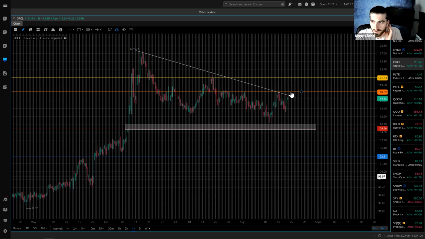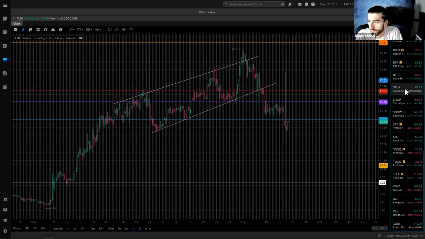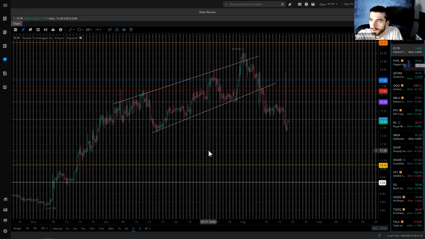If 118.3 breaks on the upside, trends are going to switch to bullish in the short term right here. At that point, break of 118.3, it will fill the gap to 121.5 for Oracle. Trying to speed through this. We only got like 19 minutes.